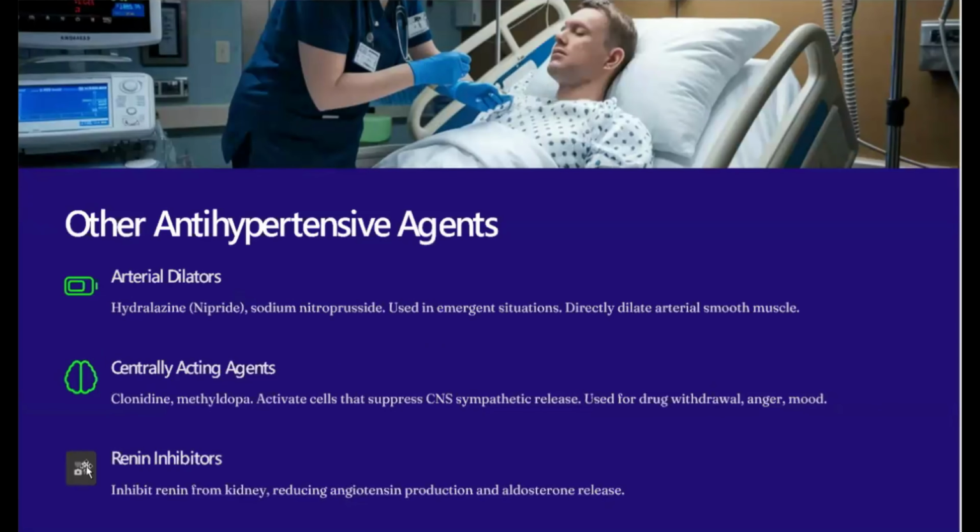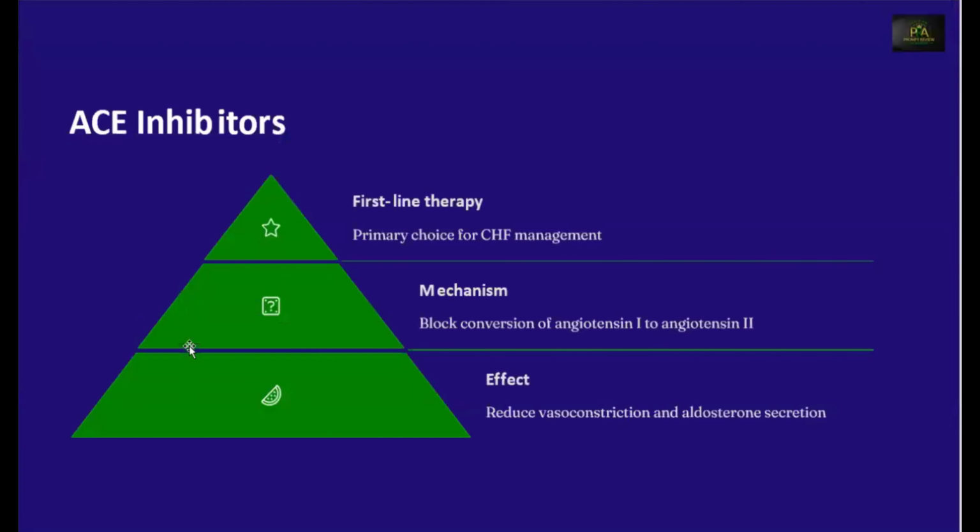Then we have other antihypertensive agents, for example, hydralazine. So hydralazine is always used in emergency situations. It dilates the arterial smooth muscles, and they can also use clonidine. So this is our ACE inhibitors, like we have said before. So we use it for the management of CHF, and also you need to remember the side effects.